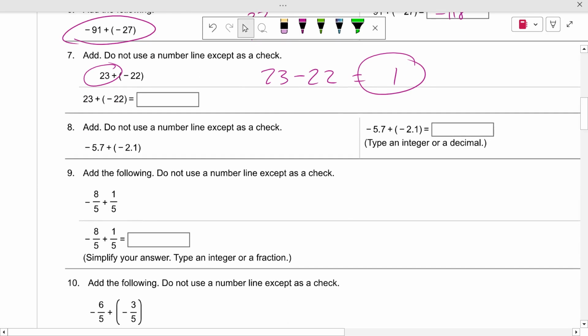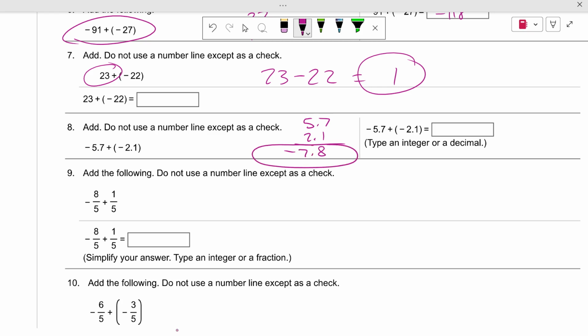When we get to decimals, you just line up your decimal signs. So 5.7, 2.1, since they're the same signs, we add them and keep the negative sign, so it's negative 7.8.